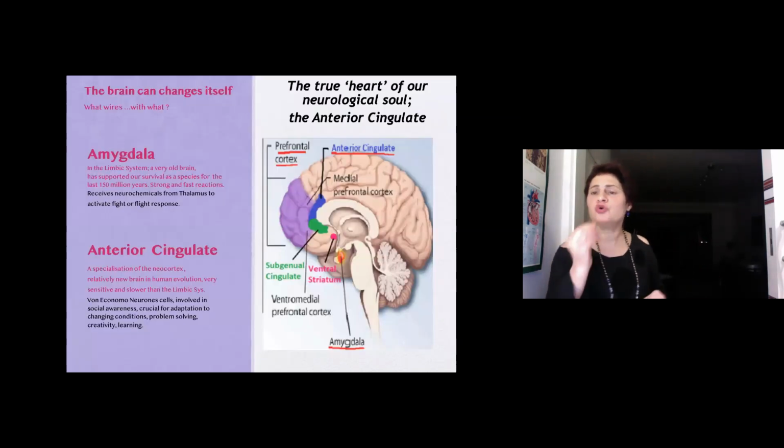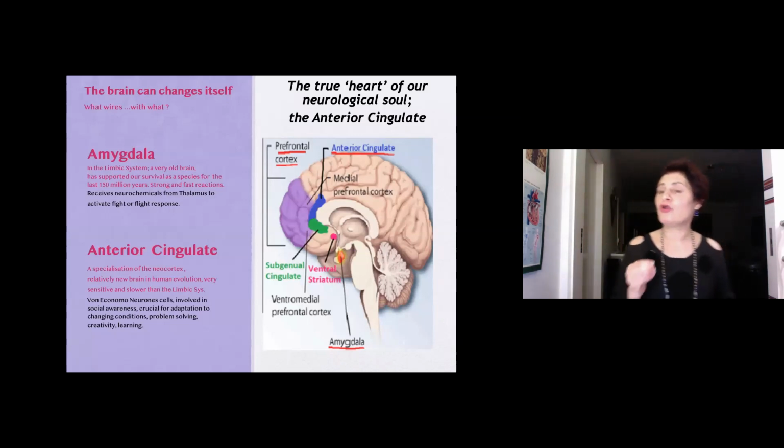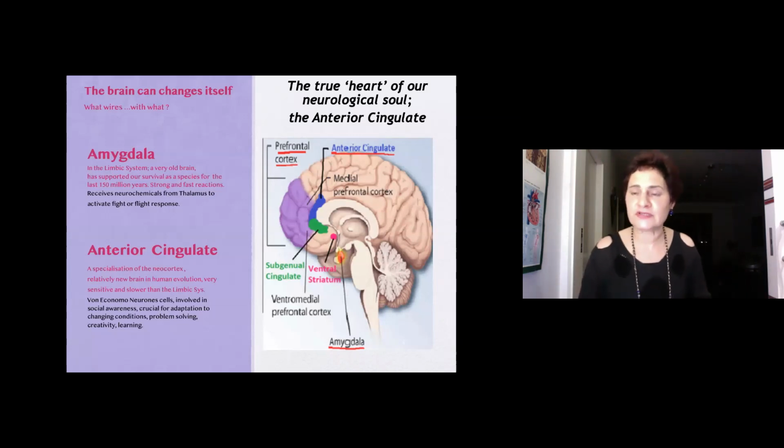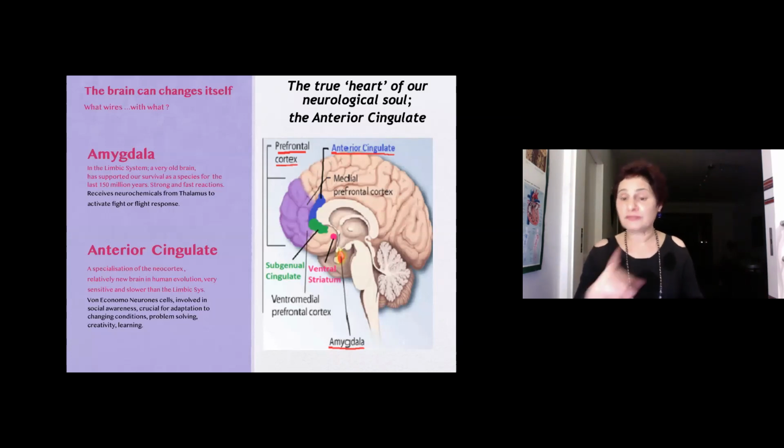Okay, now the true heart of our neurological soul for Waldman, so this scholar at Pennsylvania University, is actually in the anterior cingulate. And I'll just guide you through quickly. There are three things we need to keep in mind if we want to understand this mechanism that we can actually use to improve our life and our creativity and our ability to learn. So the three things are neuroplasticity, which refers to the fact that the brain can change itself, and the amygdala. Now, what is the amygdala?